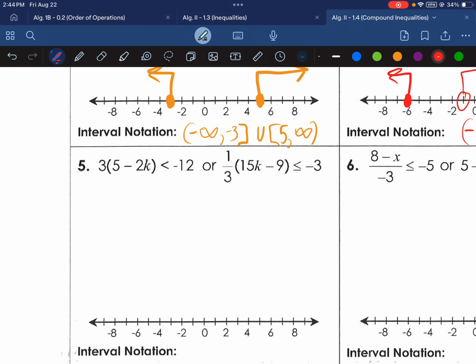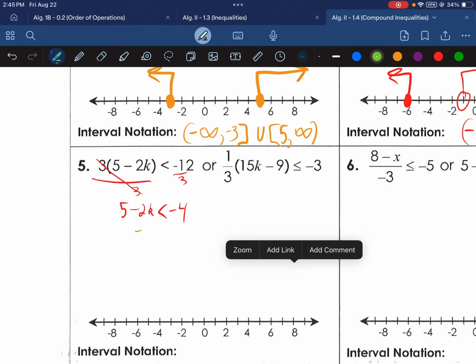On number 5, these just get more and more complex as we continue going, so I can either distribute the 3 or I can divide both sides by 3, which is what I'm going to do to save myself some bigger numbers. So 5 minus 2k is less than negative 4. If you distribute that 3 instead in that step, you will still be able to get the right answer. Your numbers just look bigger in the meantime, but by the time we get to the end, they're the exact same. So if I subtract 5 from both sides, I get negative 2k is less than negative 9.